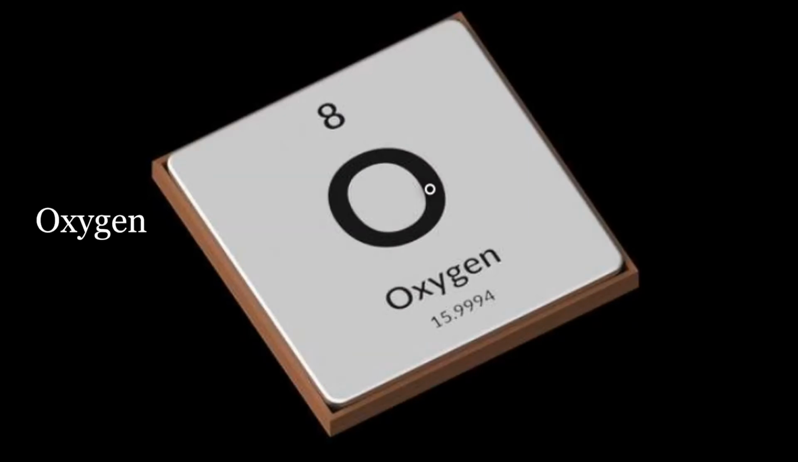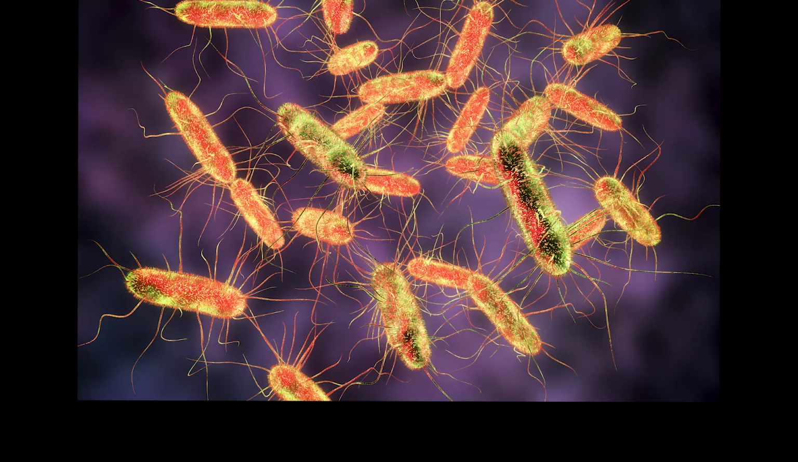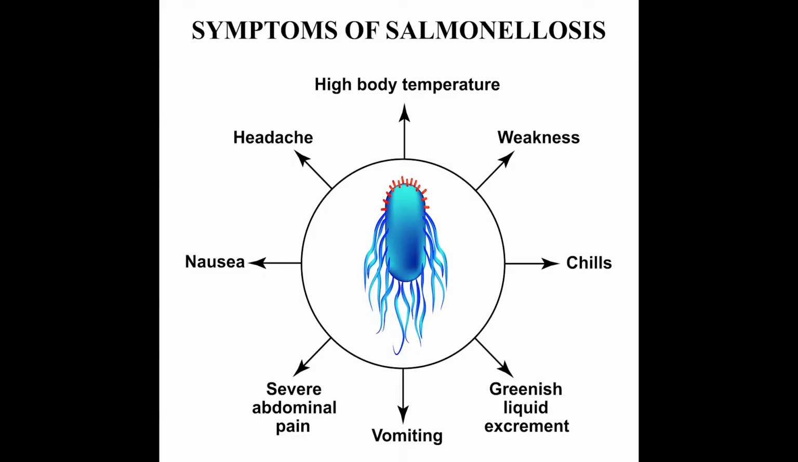Oxygen. Some microorganisms grow best in the presence of oxygen. Moisture. Microorganisms thrive in high moisture environments. While many microorganisms are beneficial to humans, others can have harmful effects. Harmful microorganisms are called pathogens. Pathogens can grow in food and cause food poisoning. To prevent the growth of pathogens, keep FAT-TOM in mind.